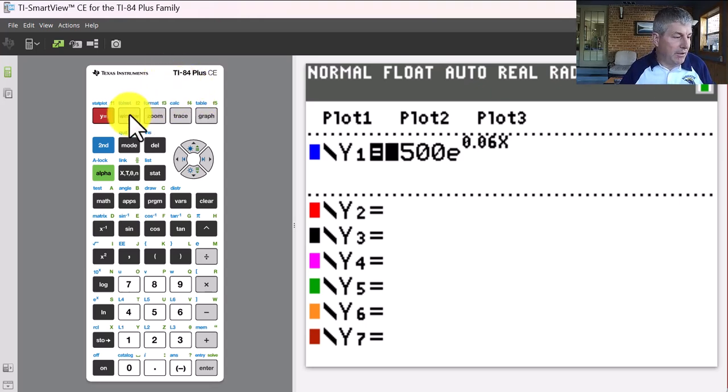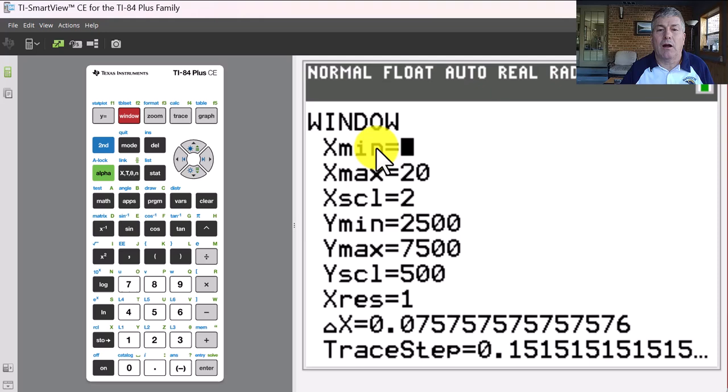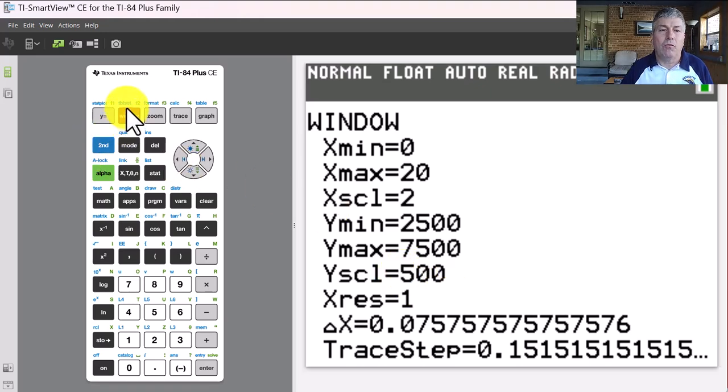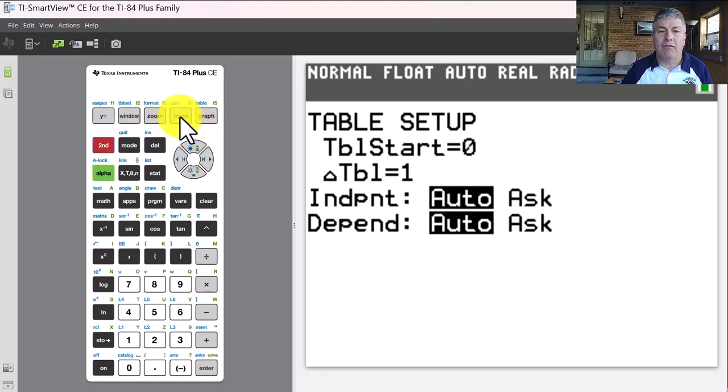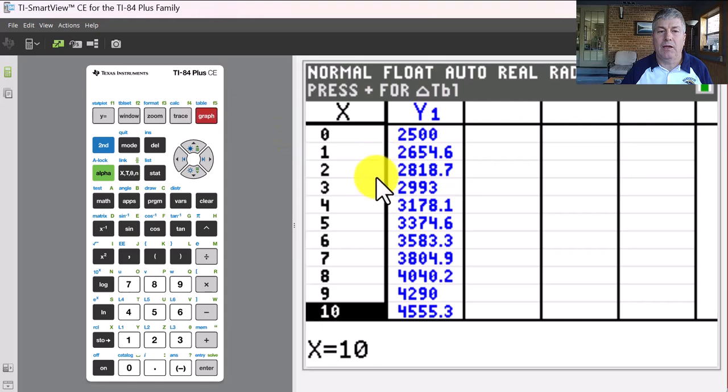Now it's just a matter of how many years. My table asks for 15. So let's take a look at our window here. For our x's, I went from 0 to 20 years, counting by 2. My y min is $2,500, and I went to a y max of $7,500, counting by 500s. Then I go to my table set, start my table at 0 and count by 1s, and this will give me a table of values. Then I can go above the graph key and press second table, and sure enough, now it gives me my x's and y's for that function.